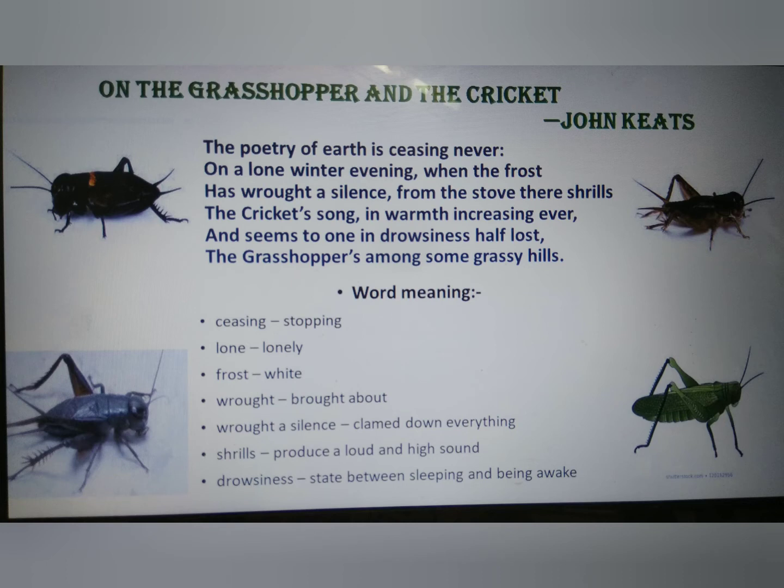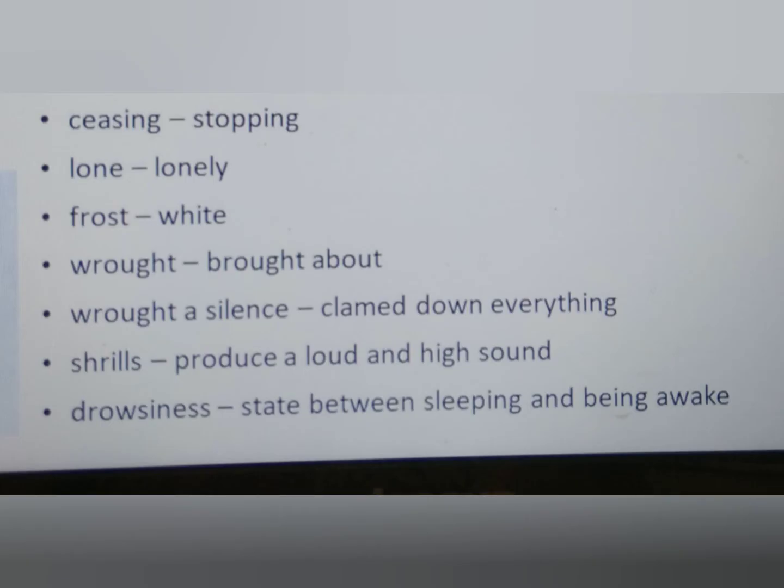The poetry of earth is ceasing never. On a lone winter evening, when the frost has wrought a silence, from the stone there shrills the cricket's song, in warmth increasing ever, and seems to one in drowsiness half lost, the grasshopper's among some grassy hills. Word meanings: ceasing, stopping; lone, lonely; frost, white; wrought, brought about; silence, calm down everything; shrills, produce a loud or high sound; drowsiness, state between sleeping and being awake.